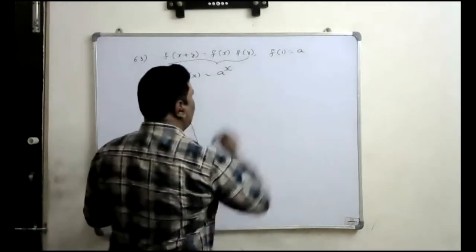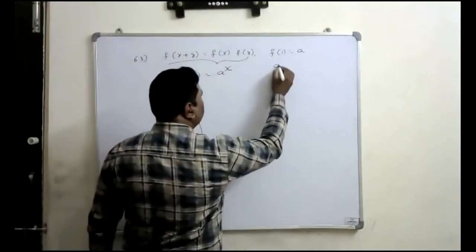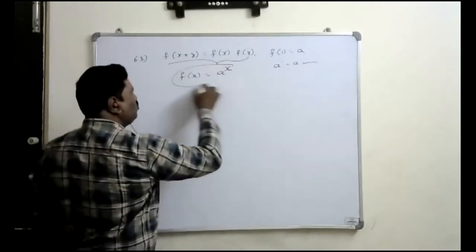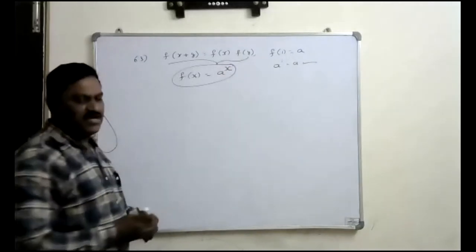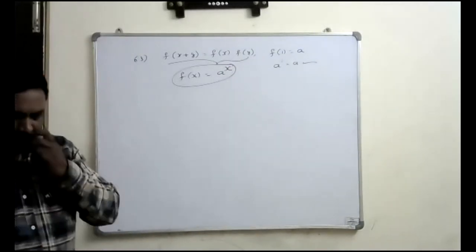Now they have given that f of 1 is equal to a. Keep x is equal to 1, that is a power 1 is equal to a, that is correct. That's why this is the function which is satisfying the given conditions. That is the answer: f of x equal to a power x. Check that.